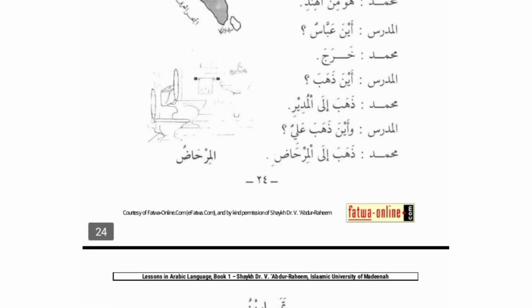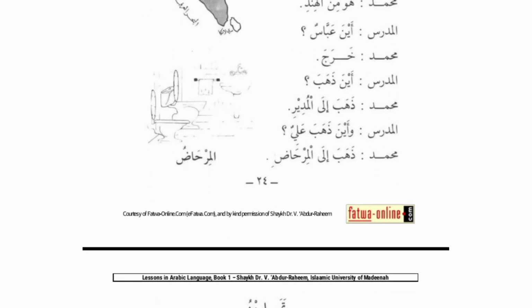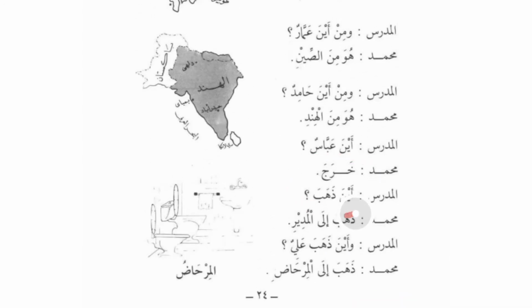So we have al-mudarris. Al-mudarris goes on and says, Aina zahaba. Now take note. Muhammad says, he's gone out. And mudarris now says, where did he go to? Aina zahaba. Where's he gone? Because zahaba is a past tense, and also kharaja is a past tense. So when you say Aina zahaba, where's he gone? Where did he go to?